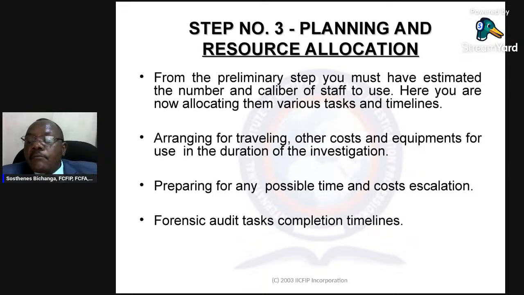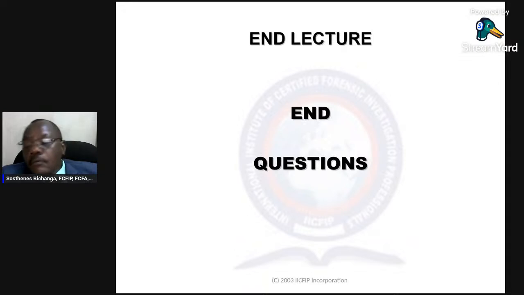It appears that I've really rushed through the steps of the forensic investigation process. I've come to the end of the discussion on step number 3, planning and resource allocation. This brings us to the end of this evening's lecture, and since I can't see anyone raising any comment or question, I beg to hang up.